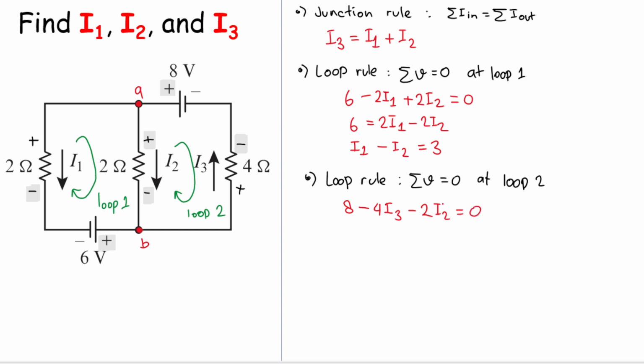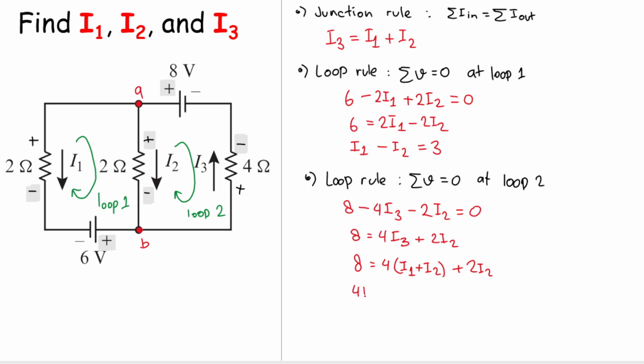Okay, let's move this to the right hand side. So we will have 8 is equal to 4I3 plus 2I2. But we have I3 here is I1 plus I2. So I will have 8 is equal to 4 multiplied by (I1 plus I2) and then plus 2I2. Good. And let's multiply this out.